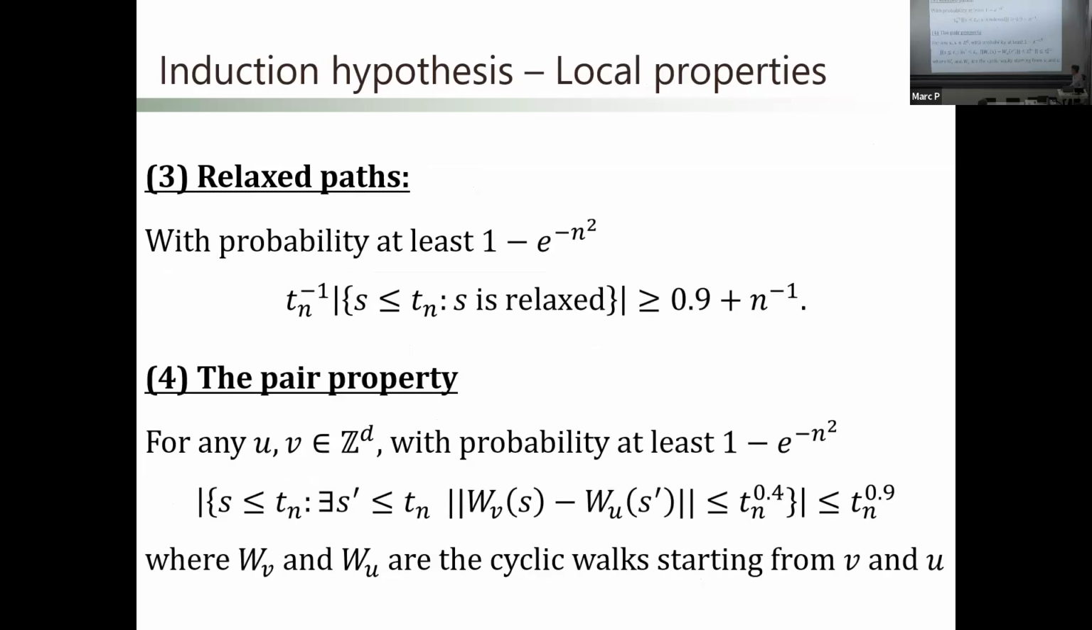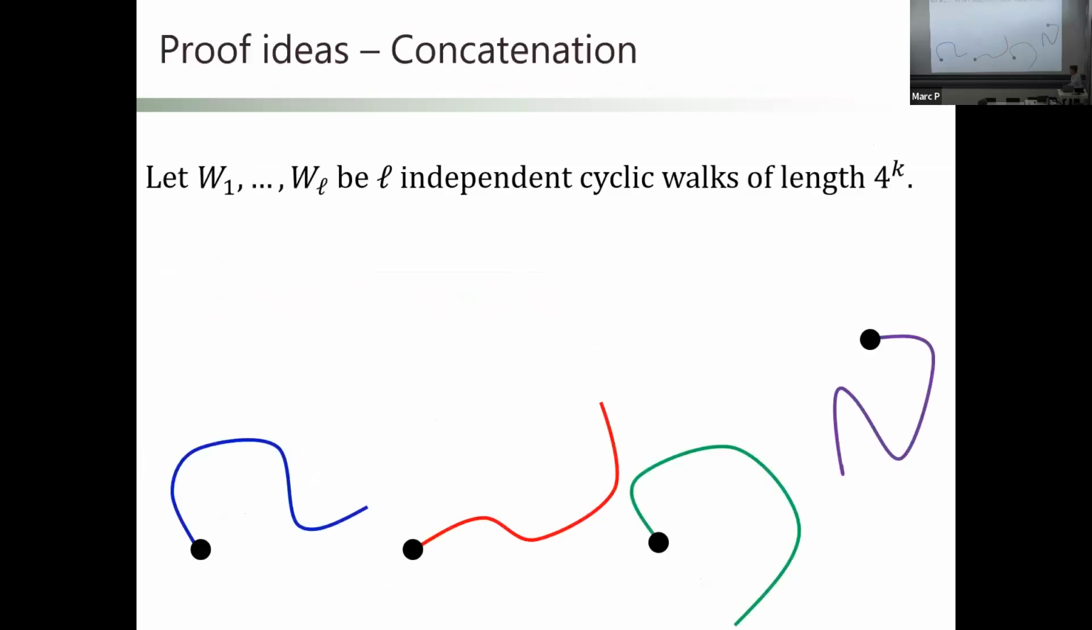Okay, so how do you put that together? Well, what we'll want to show is that, as I alluded to before, we can add up independent cyclic walks and get something that's close to a longer cyclic walk.